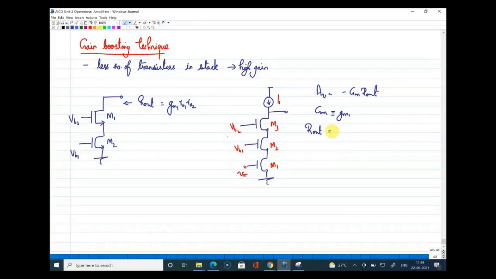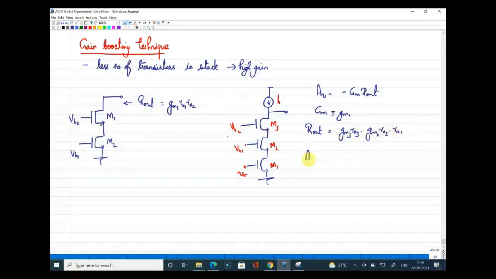It's not correct. So he missed GM2. All right. Yes. So one GM2 you missed. So the R out expression is GM3 R03 into GM2 R02 into R01. This is R out.